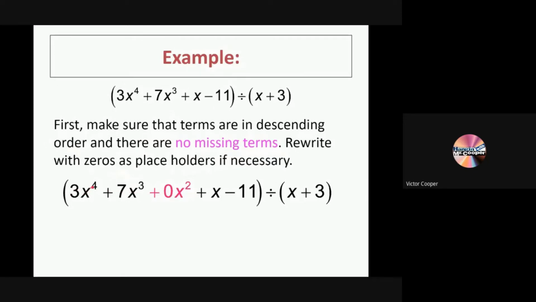So 3x to the 4th plus 7x to the 3rd. Now we're going to add 0x squared plus x minus 11. Obviously these are still the same. 0 added to anything is still the same thing we had before. So 0x squared comes out to 0. So that's 0 added to this, same thing. And we'll follow that.